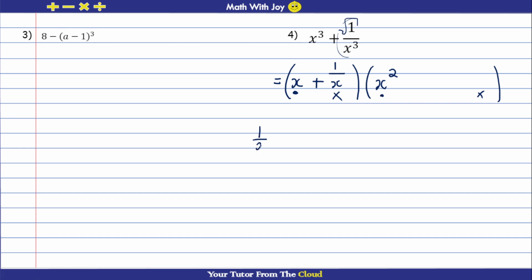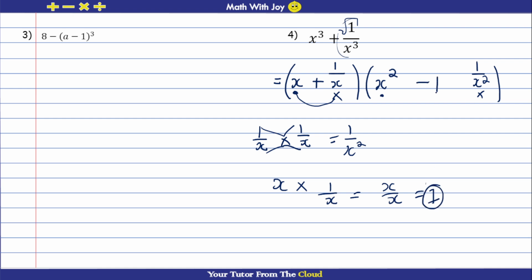So it's 1 over x multiplied by 1 over x. These ones are going to multiply to give you 1, and the denominators multiply to give you x squared. So this is going to be 1 over x squared. Now the middle term is found when you multiply these two together. So I'm going to say x multiplied by 1 over x. That is going to be x over x, and that is just 1. But it's positive 1, so I'll put minus 1. And that's how you factorize that one.